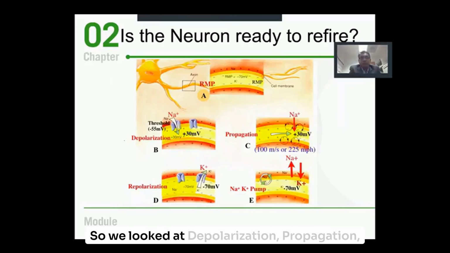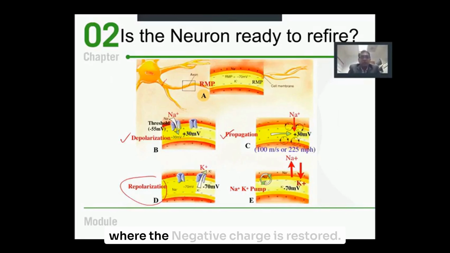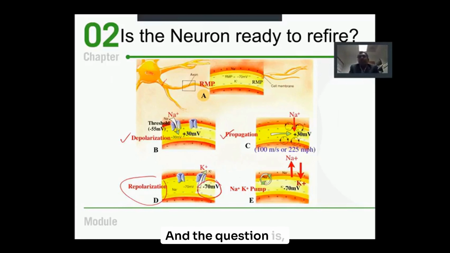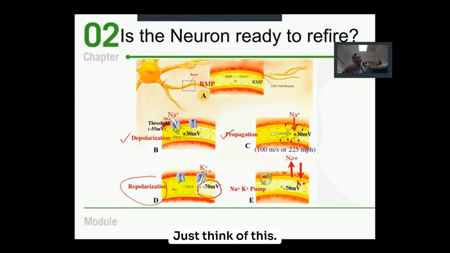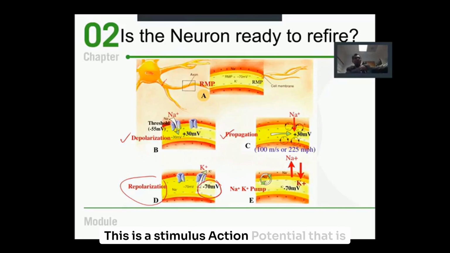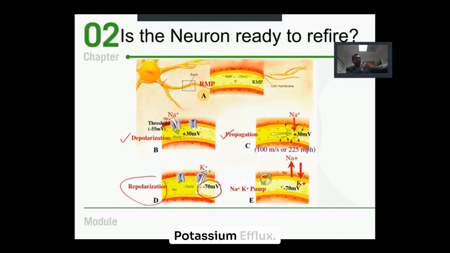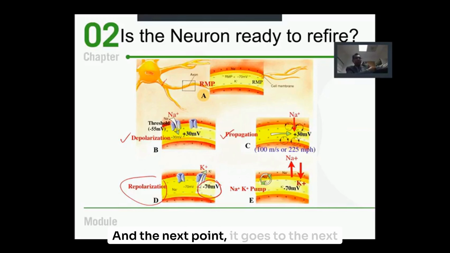So we looked at depolarization, propagation, and at a given point, repolarization, where the negative charge is restored. Now, the question is, is a neuron ready to fire again, given that it is at negative 70 millivolts? Do you think the neuron would be ready to fire again? Just think of this. This is the neuron, this is the stimulus, and the action potential is generated here, right? It is propagated to the next node of Ranvier. When that happens, this first part reverses its polarization by going through repolarization through potassium efflux. Remember that? And then it goes to the next point, and it continues.